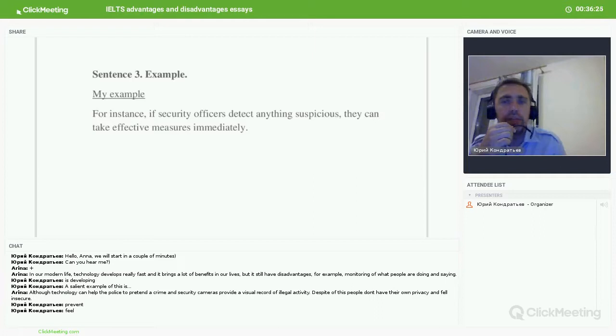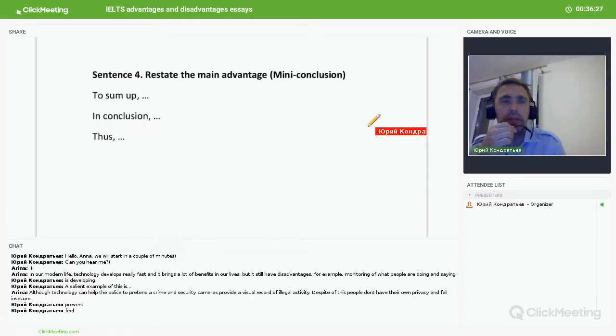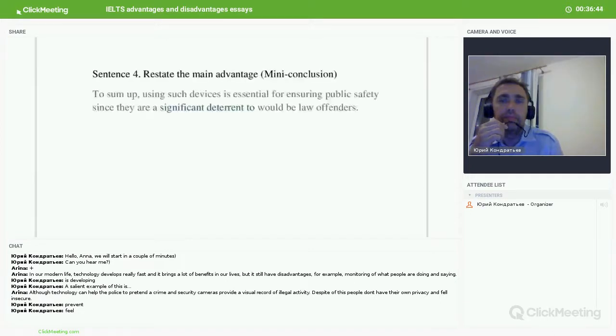And what you do after this, you restate the main advantage. You make a mini conclusion, and good words for this are to sum up, in conclusion, or thus, just to make a short conclusion. Right, here's my example. To sum up, using such devices is essential for ensuring public safety, since they are a significant deterrent to would-be law offenders.